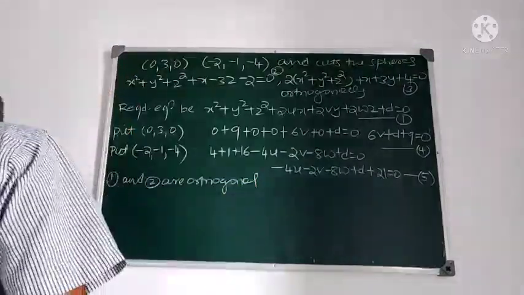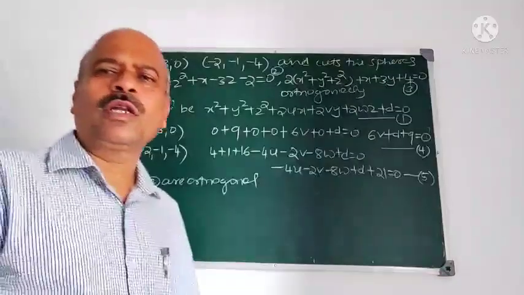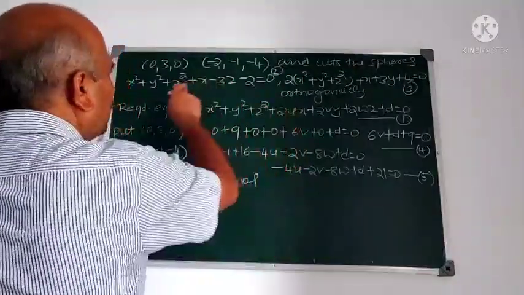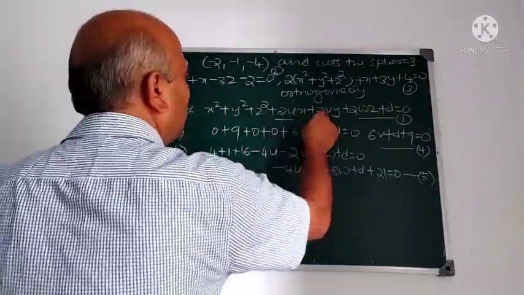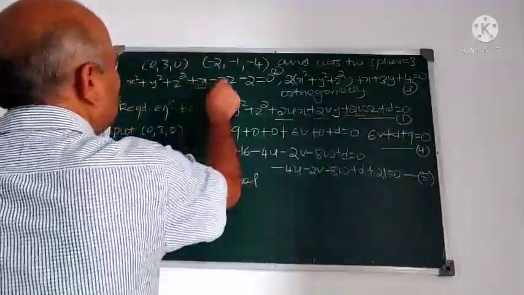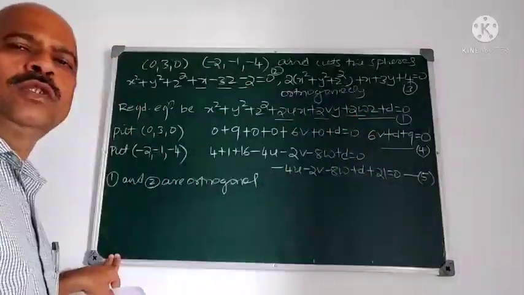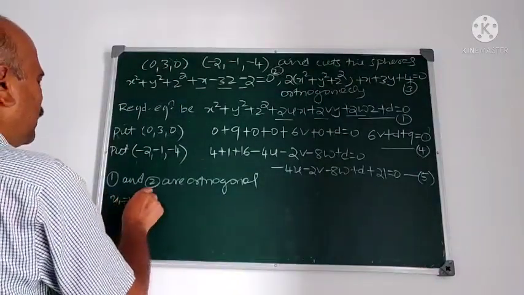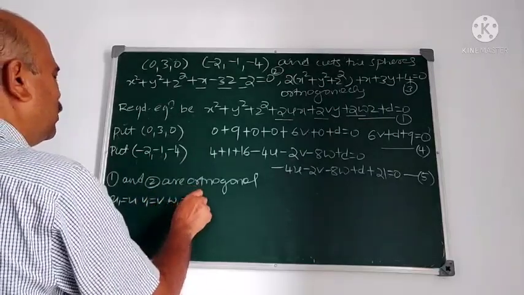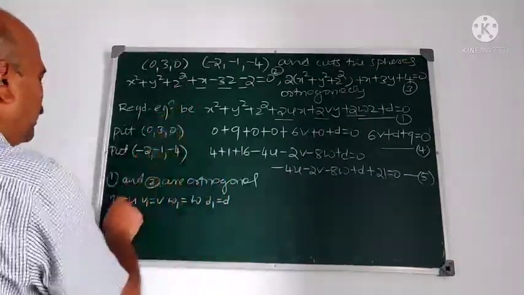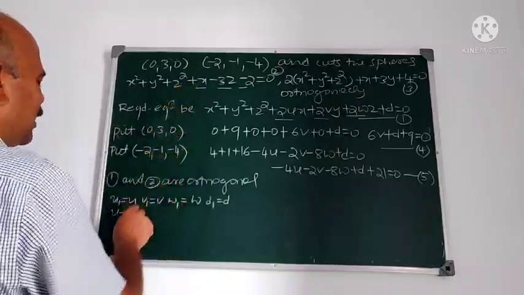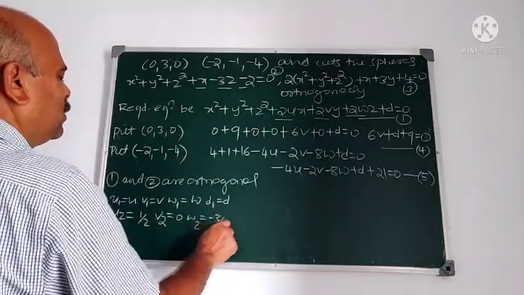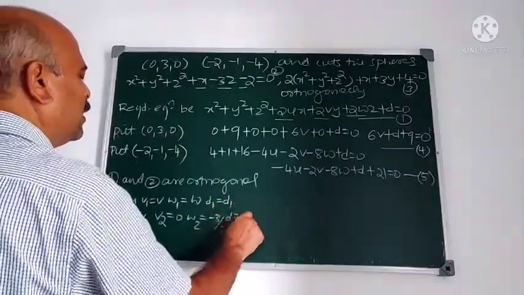Now we use the condition of orthogonality. For that we take this as u1, v1, w1 and this as u2, v2, w2, because two standard pairs intersect orthogonally. Take u1 is u, v1 is v, w1 is w, d1 is d, and u2 is half, you have to compare this with the second equation. v2 is 0, w2 is minus 3 by 2, d2 is minus 2.